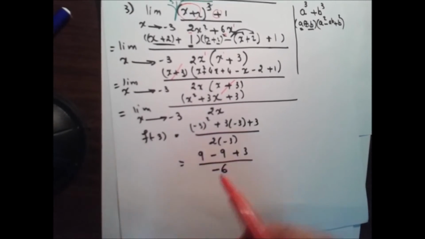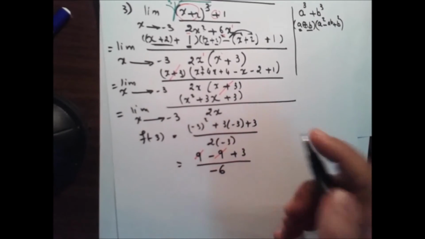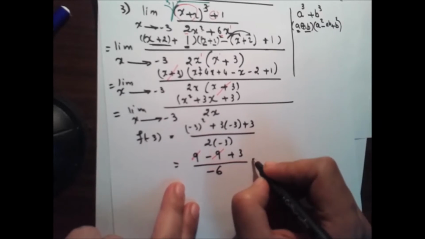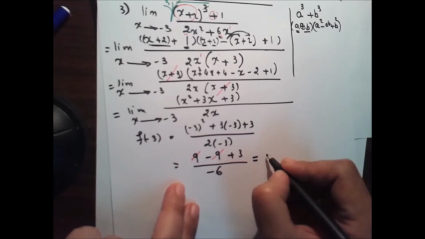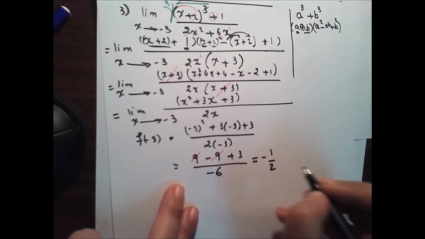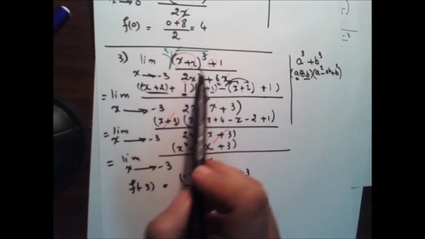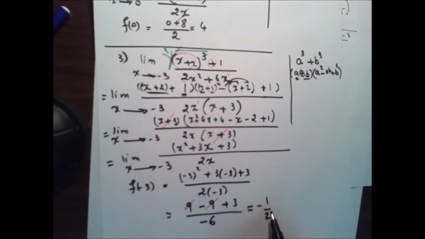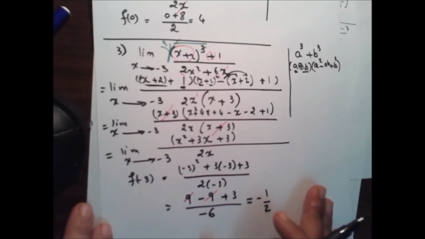9 minus 9 cancel each other to be 0. So we have finally 3 over negative 6, or negative 1 over 2. So the limit of this function as x tends to negative 3 is negative 1 over 2.